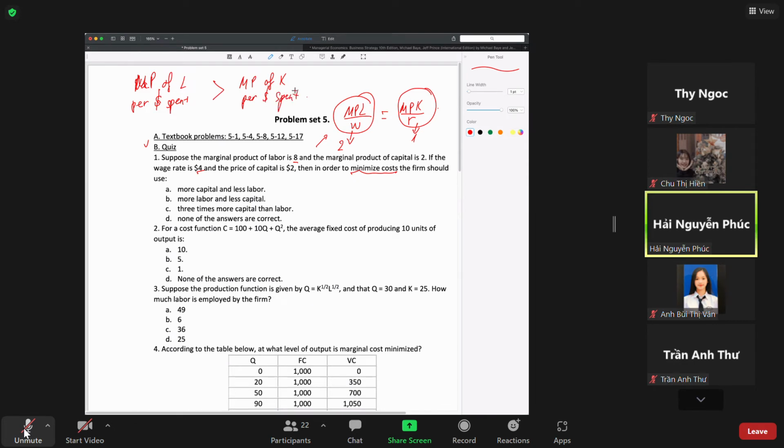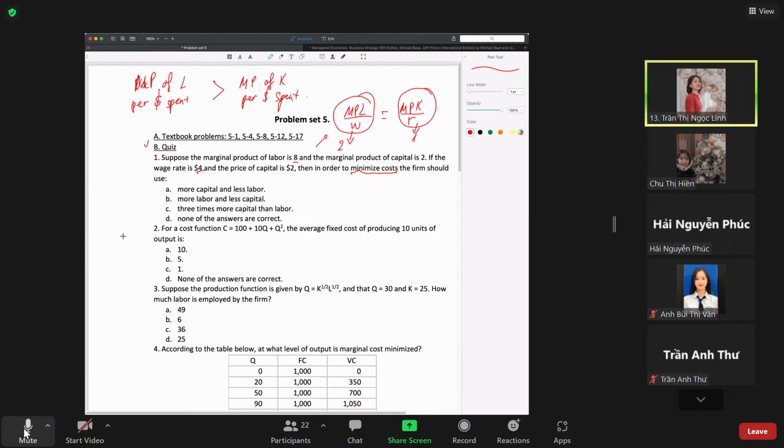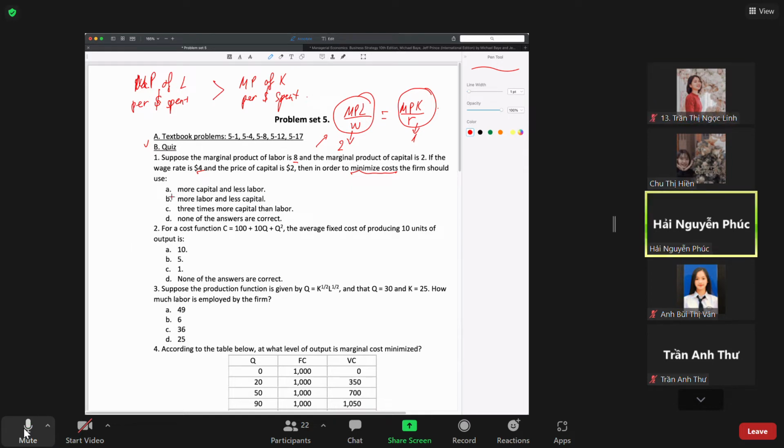So what would be the decision? A, B, C, or D? A. No, that's not correct. B is correct, because the marginal value of labor is greater than the marginal value of capital. So the firm should use more labor and less capital until they are equal. Right? That's correct.